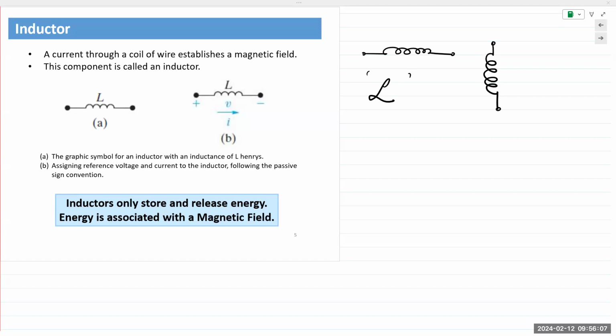Let's see. It follows the passive sign convention. So if you have a current direction through an inductor, the point of entry is plus, point of exit is minus. So again, same passive sign convention or passive reference configuration. And if you're given the voltage polarity, then the current always goes from high to low, from plus to minus. So again, resistors, capacitors, inductors, all three of them follow the passive reference configuration or the passive sign convention, where the current always flows from high to low, from plus to minus. If you're given a current direction, then the point of entry is plus, point of exit is minus.